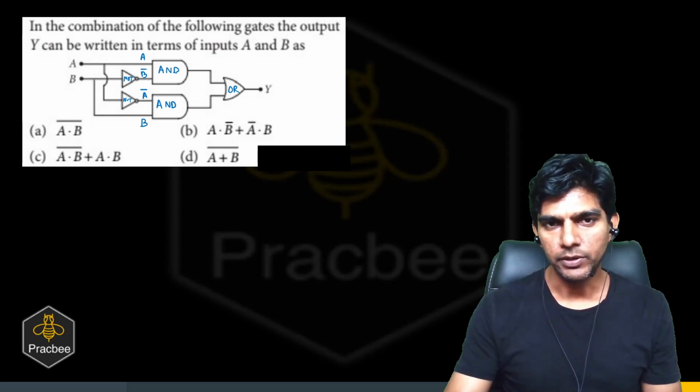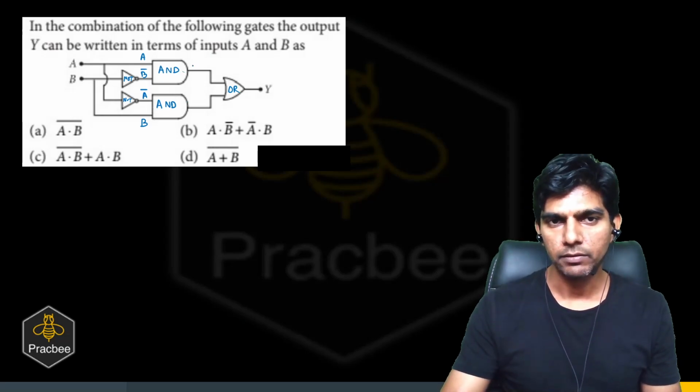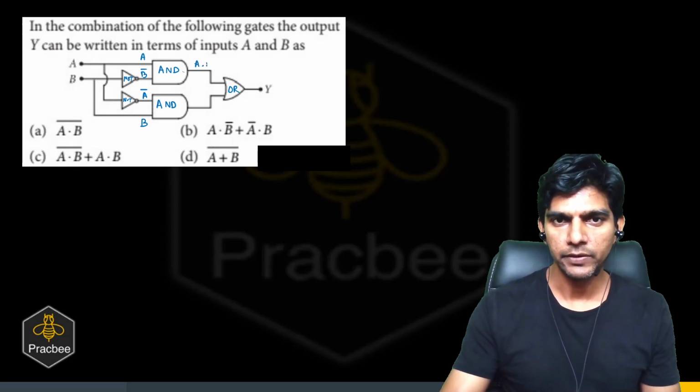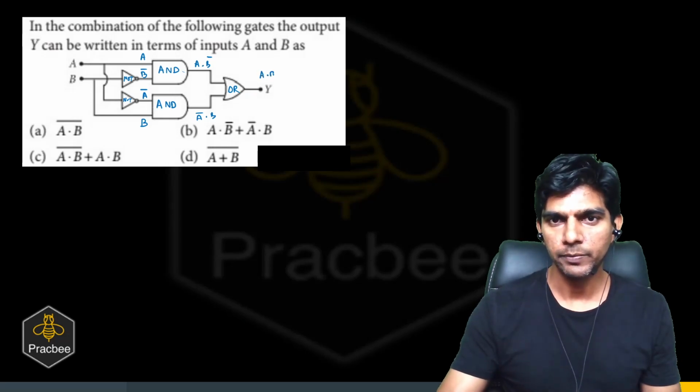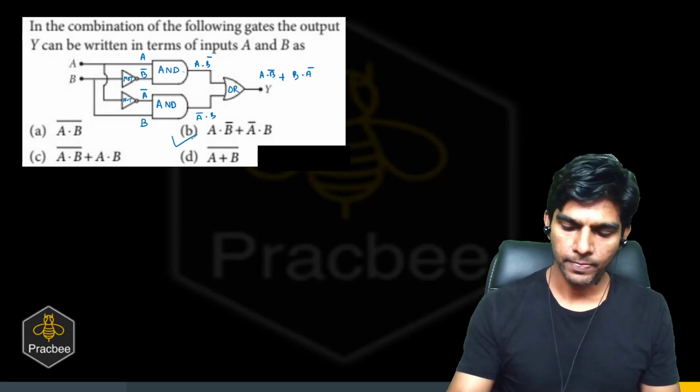Now A and B bar, when these are the inputs to the AND gate, we will get A multiplied with B bar. Here we get A bar multiplied with B. Now we feed these signals to the OR gate. So we'll get A multiplied by B bar plus B multiplied with A bar. So you can clearly see that option B is the right answer.